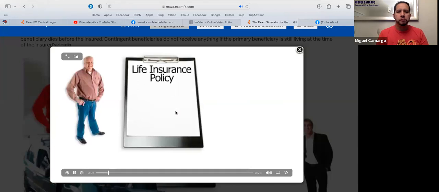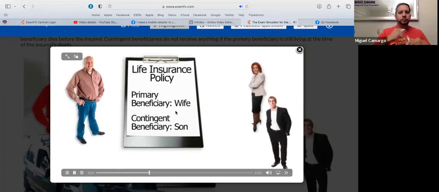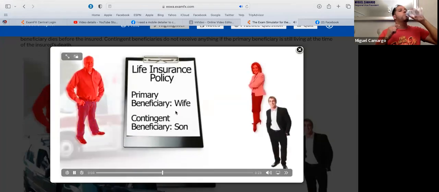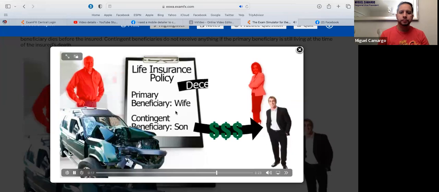Tom has a life insurance policy in which he names his wife Susie as the primary beneficiary and his son as the contingent beneficiary. If Tom and Susie got killed in the same car accident, the death proceeds from the life insurance policy would be payable to the named contingent beneficiary, since the primary beneficiary is no longer living and able to receive the death benefit.